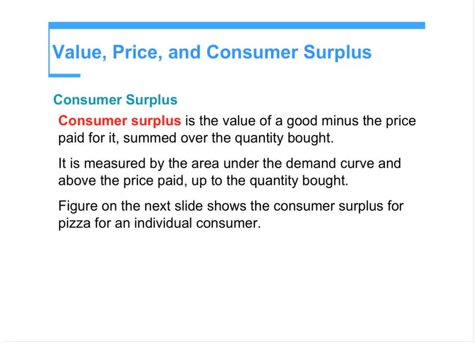So what is the consumer surplus then? The consumer surplus is the value of a good minus the price paid for it, summed over the quantity bought. So one more time, the value of a good minus the price, and then summed over the quantity bought. It is measured by the area under the demand curve and above the price paid up to the quantity bought. The figure on the next slide shows the consumer surplus for pizza.